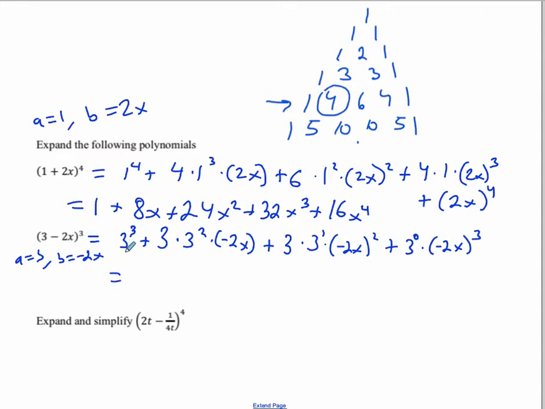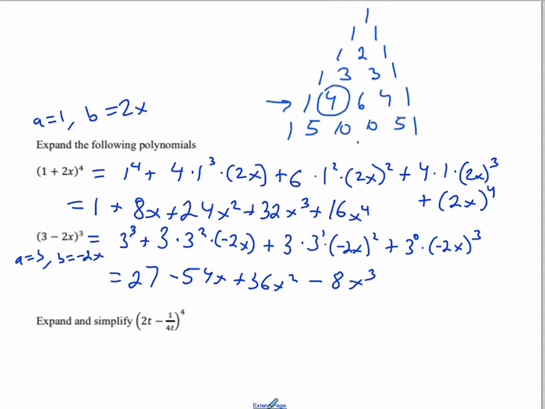And let's simplify. This is 27. This is 3 times 3 times 3 is 27, times 2 is 54. And here we have 2 squared is 4. 4 times 9 is 36. And lastly, we're going to have a minus 8x cubed.